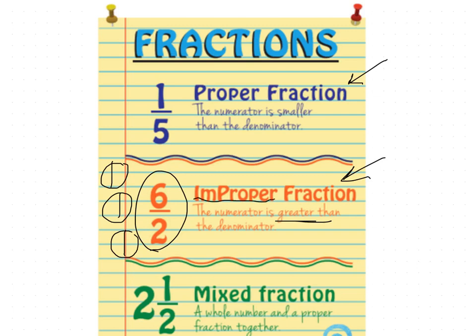Improper fraction means you have exactly 1 or more. So if you just finish 2 halves of a pizza, that means you have finished the whole pizza. This is also an improper fraction.